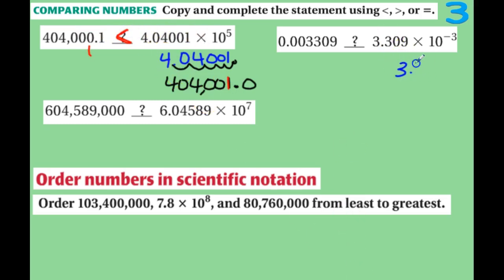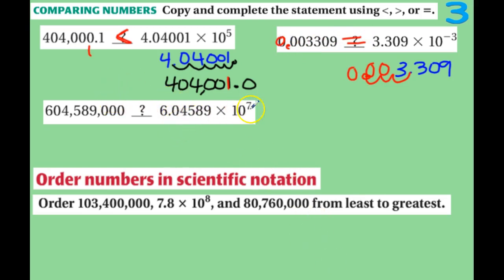Next, we have 3.309, and we're moving our decimal 3 spots to the left. So we have 0.003309. So this one is 0.003309. Those are the same. Those are equal. If you want to put the zero out front there, you can. It doesn't do anything.